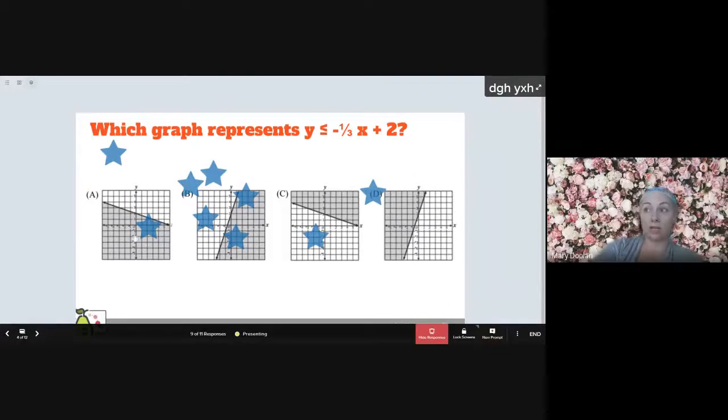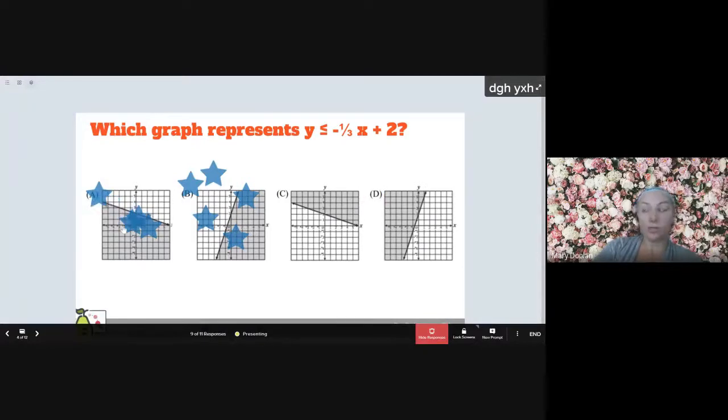So A is shaded under the line, B is shaded under the line, C is shaded over the line, and D is shaded over the line. So it's not C or D. It can't be C or D. It has to be A or B. Now I could look to see what the y-intercept is, 2. This graph A passes at 2. This graph B passes at 2. That doesn't help me narrow it down any further.